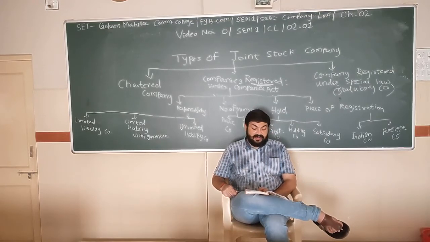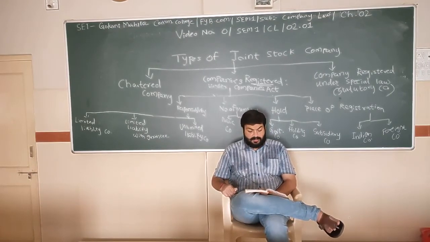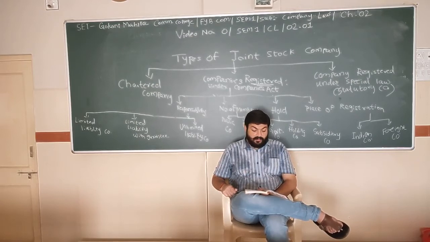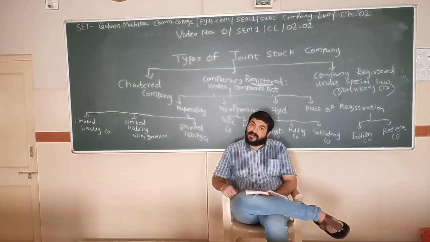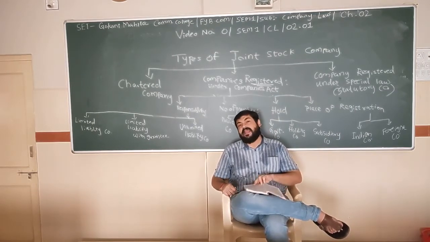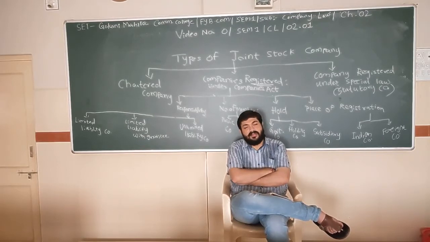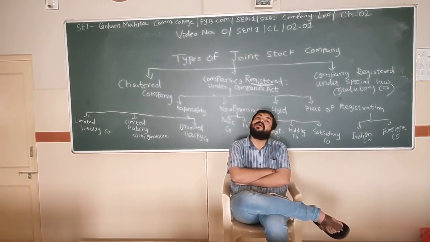Number six. If such a company fails to implement the provisions determined by the government, then the government may withdraw the exemption given to the company. If the company is not compliant with what the government has said, the government can withdraw its exemption. Then whatever exemption the company is enjoying can be withdrawn by the government.